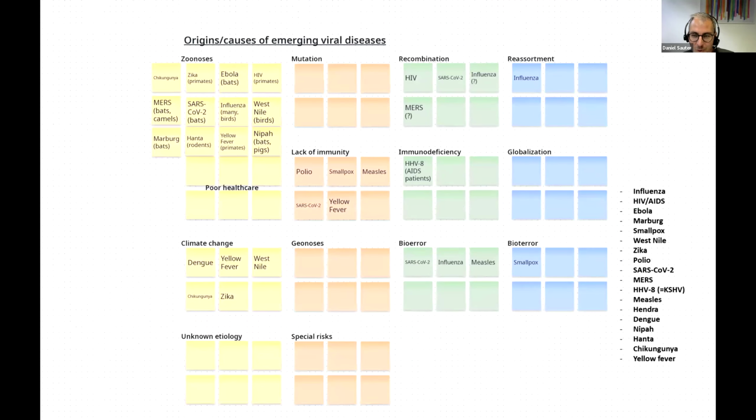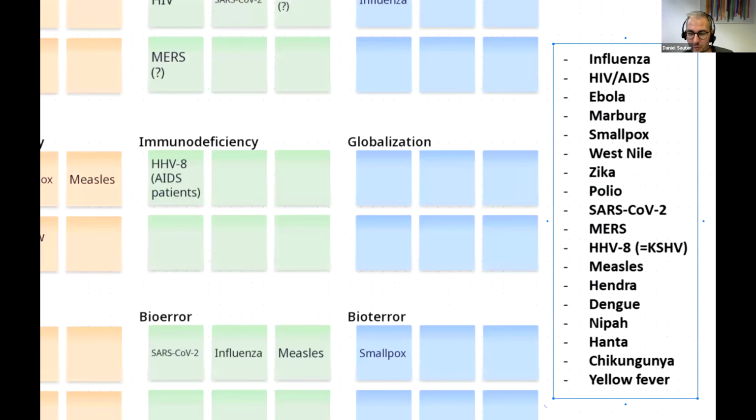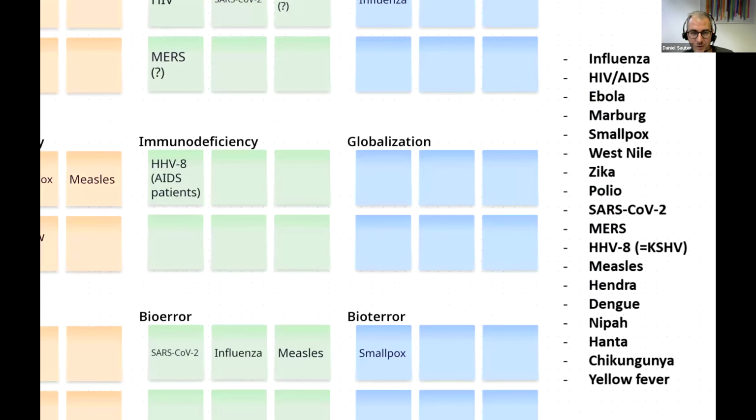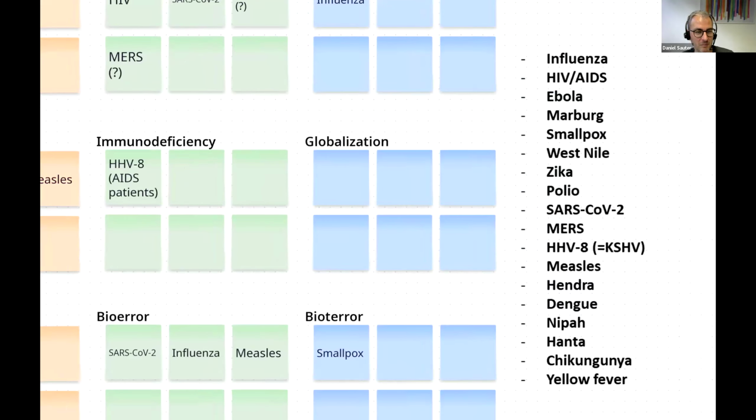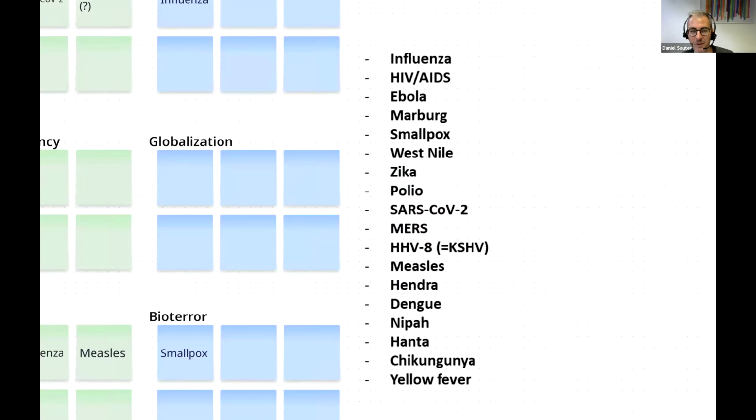You have so many ideas, but what next? What about globalization? Which of these do you think benefit a lot because of human travel, migration? SARS-CoV-2, globalization. Yes, that's a good example. Dengue is also a good example.